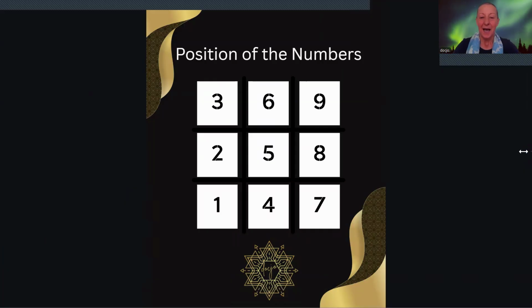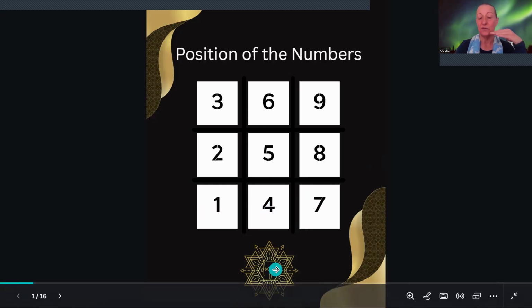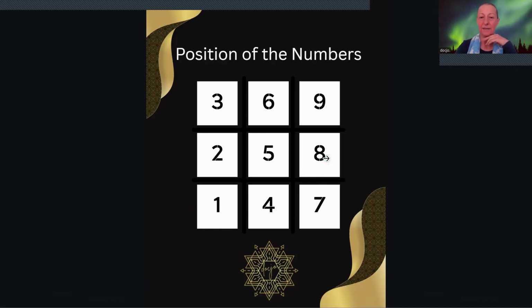Welcome back. What I'm showing here is how the numbers from our birth date are plotted onto a numerology chart. Numerology starts with a grid like playing noughts and crosses or tic-tac-toe. So we've got two vertical lines and two horizontal lines. The birth chart is then divided into three rows. The bottom row, consisting of the numbers 1, 4, and 7, is known as the physical plane. The numbers 2, 5, and 8 is the spiritual plane. And the numbers 3, 6, and 9 is the mind plane.